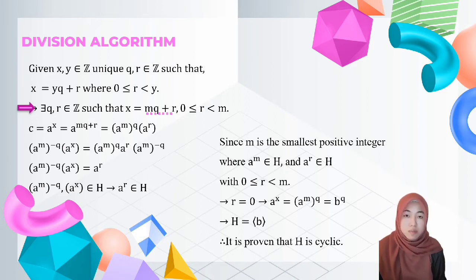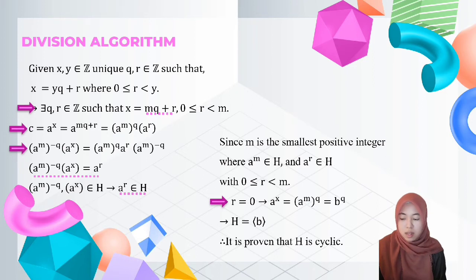We can rewrite our element c as c equals a to the power of x, which we can write as a to the power of m times q plus r, and we can rewrite this as a to the m to the q power times a to the power of r. We call the inverse a to the m to the negative of q, and multiply this inverse to both sides. We will get it like this. The reason why we are doing this is to show that in fact a to the r is an element in H. Let r equal 0.